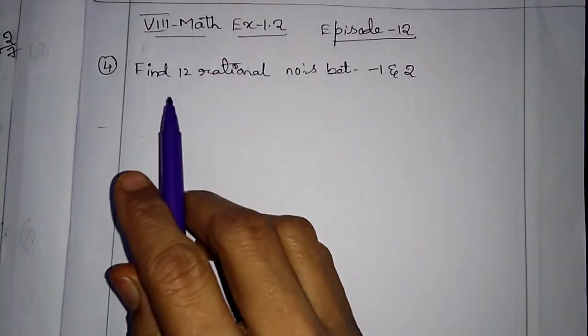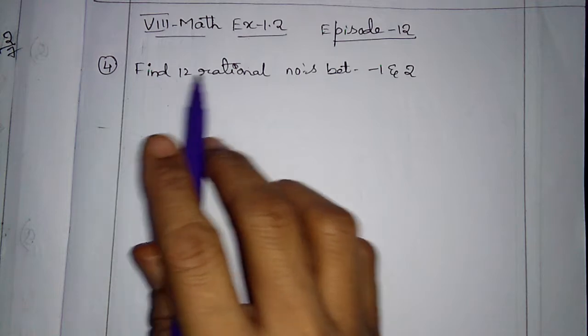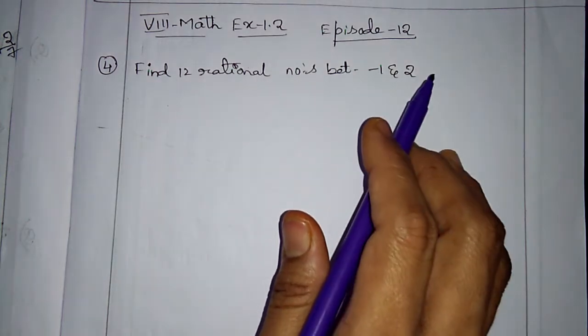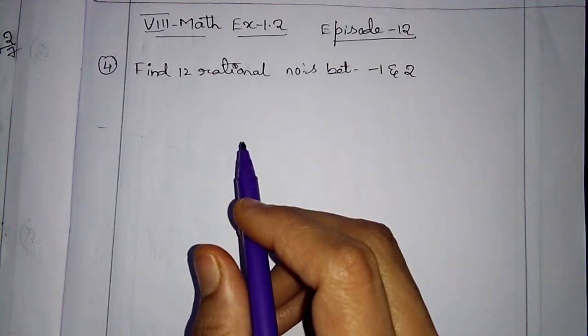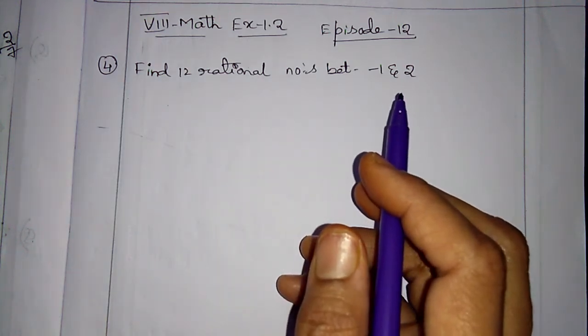Today in exercise 1.2, fourth question, children. See this question: find 12 rational numbers between -1 and 2. Children, there are two methods. One is the mean method, and the other method I will tell you how to do.